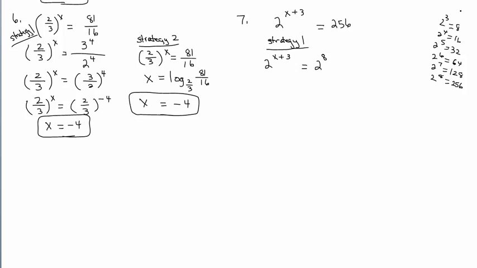No calculator, that's a strategy you'd go through. Same bases, set the exponents equal. Just subtract a 3. The exponent would have to be 8 on 2 to give me 256, so x would have to be 5.